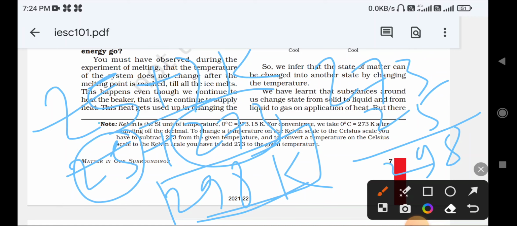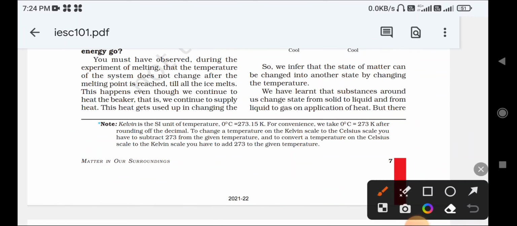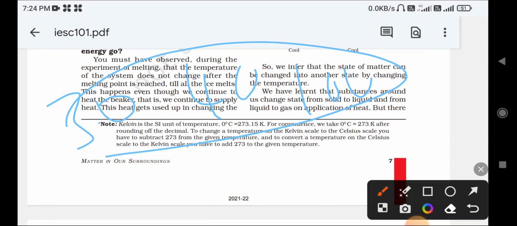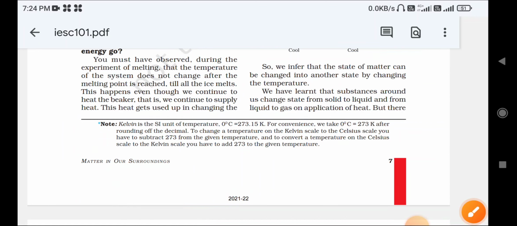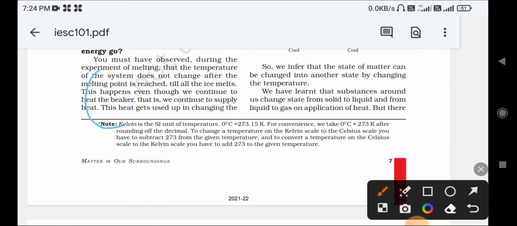You have to add only 273 to the Celsius value. Whatever the value in the Celsius scale, whether 30 or 40 or even 100 degrees Celsius, we always add only 273 to convert it into Kelvin. Simply, this is the conversion of Celsius to Kelvin.